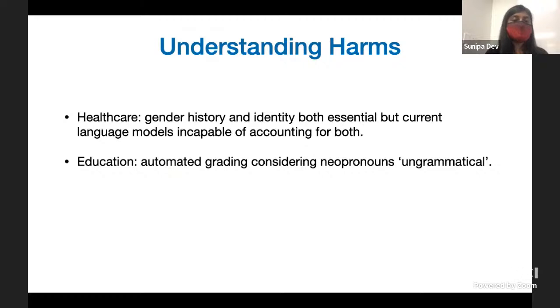So if we look at two spaces specifically, education and healthcare, in healthcare, we know that language models are quickly being adapted to solve a lot of different tasks or to retrieve a lot of information. But here, gender history and gender identity are both extremely essential. But since we have no way of discerning between that and we are considering them as these static sort of entities, it doesn't grasp them well. And that can lead to different problems in their health outcomes or even the course of medical assistance they are offered.